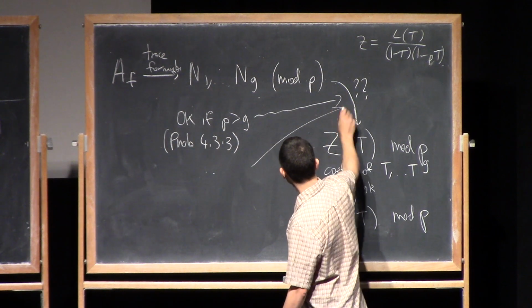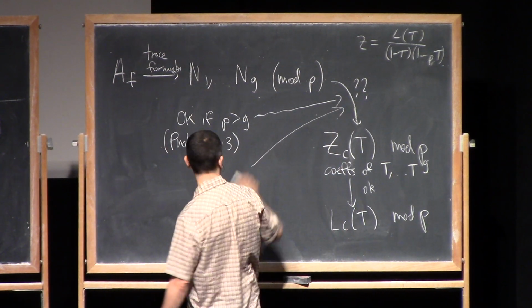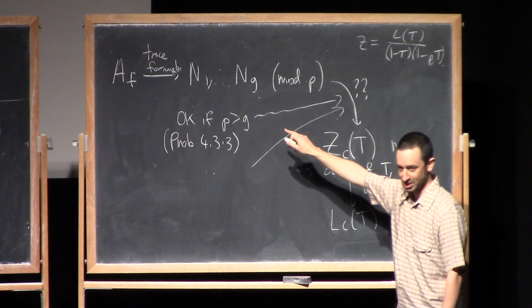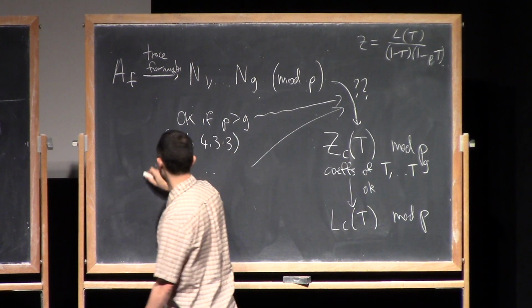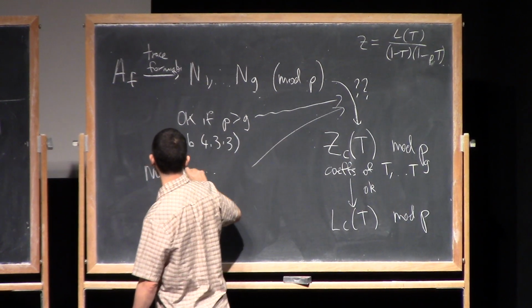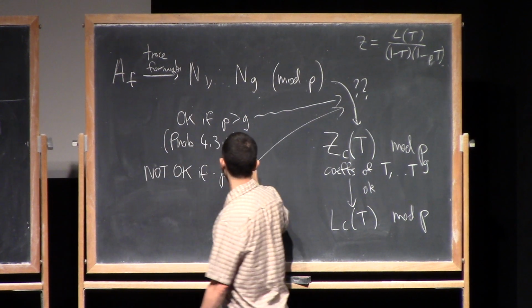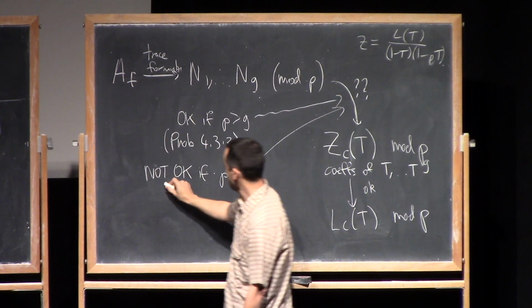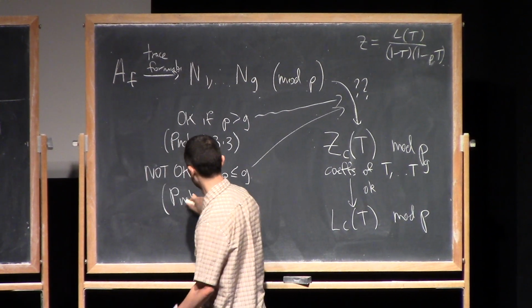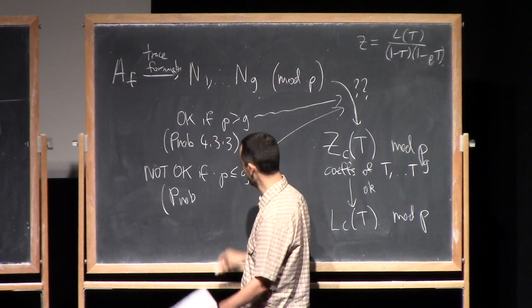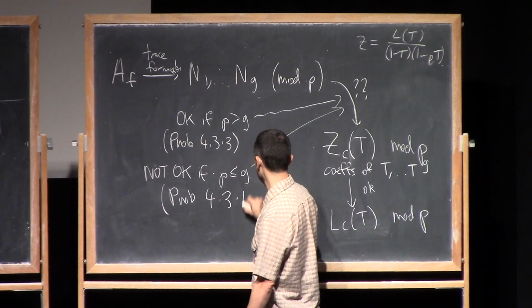But it turns out that this arrow doesn't always work when p is less than or equal to g. Not okay if p is less than or equal to g. And there is a problem about that too. I had a lot of fun with these problems. And here's what I mean.